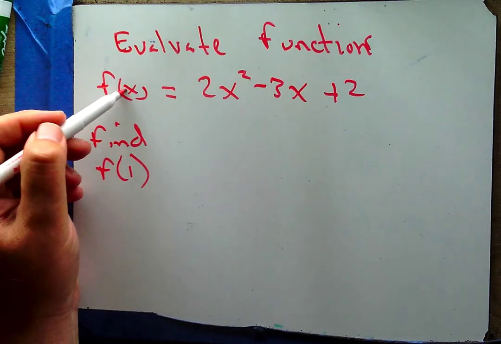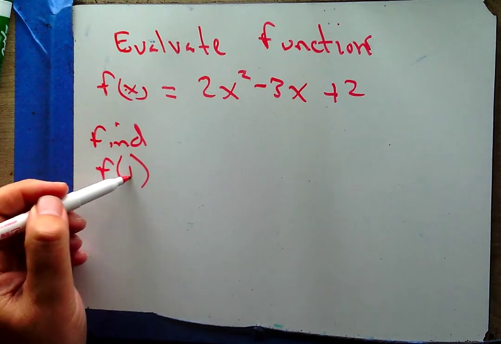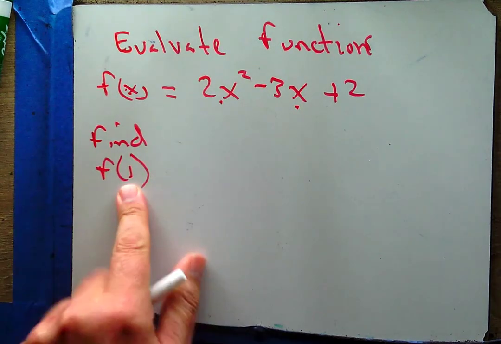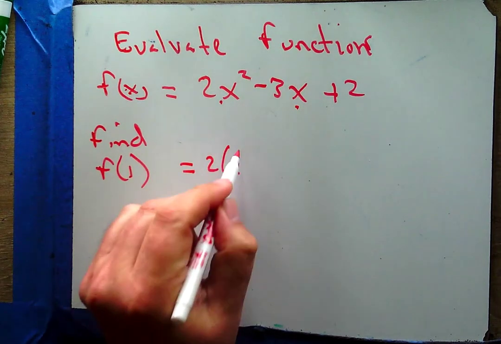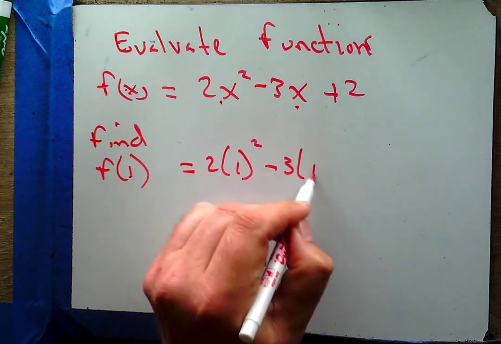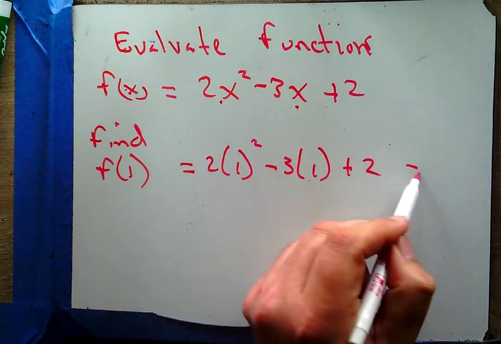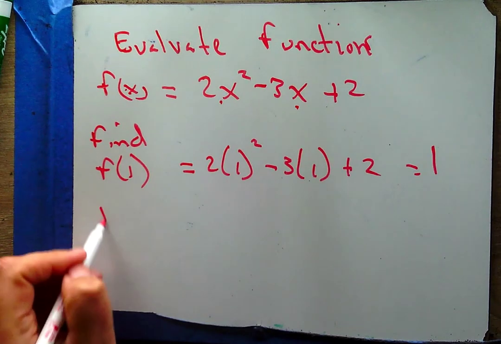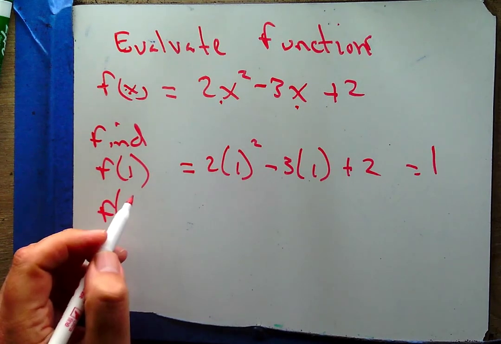Sure. See how there was an x there and there's now a 1 there? That means I'm replacing all the x's over here with 1's. 2 times 1 squared minus 3 times 1 plus 2. 4 minus 3 is 1. Okay, how about f of 2?